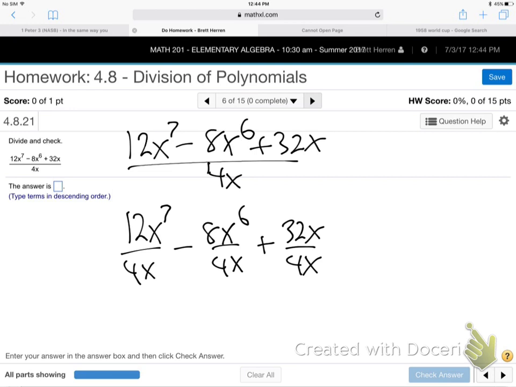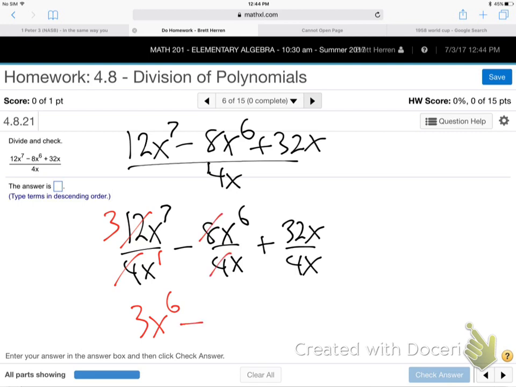Good, so 3 separate fractions, 3 separate division problems. All right, and then you divide the numbers, right? 4 goes into 12 3 times, and you subtract powers, right? So 7 minus 1 would be 3x to the 6th. Good so far?